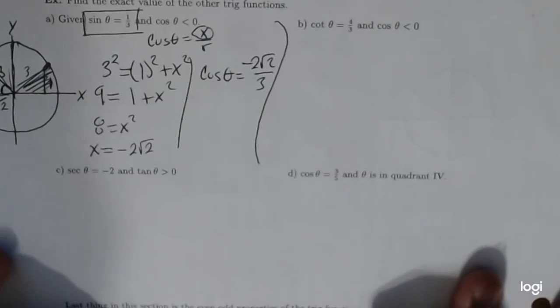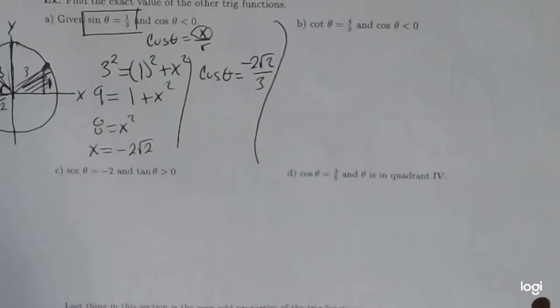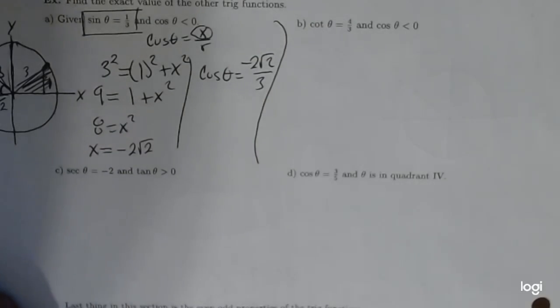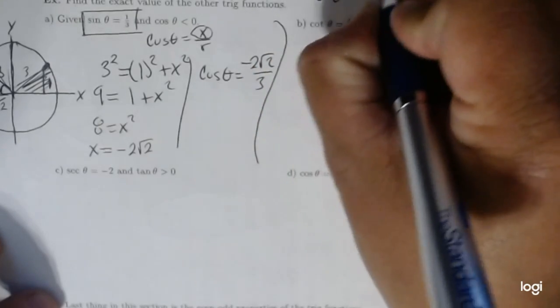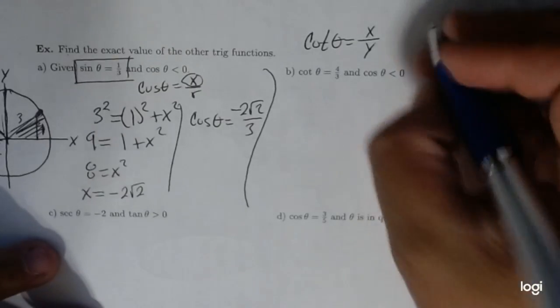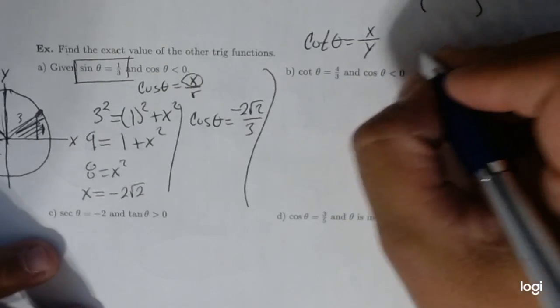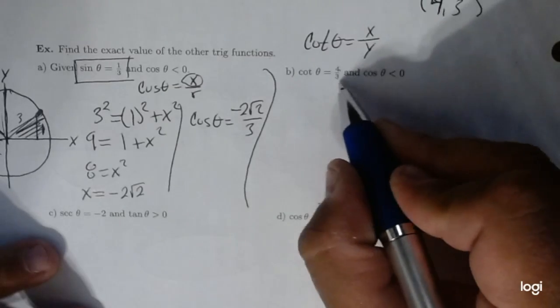This one says cotangent theta is 4 over 3, and cosine theta is also negative, as in the last one. Well, again, we've got to go back and ask what cotangent is. Cotangent theta is x over y. So therefore, we have two points happening. We can have 4 over 3, because that's x over y.